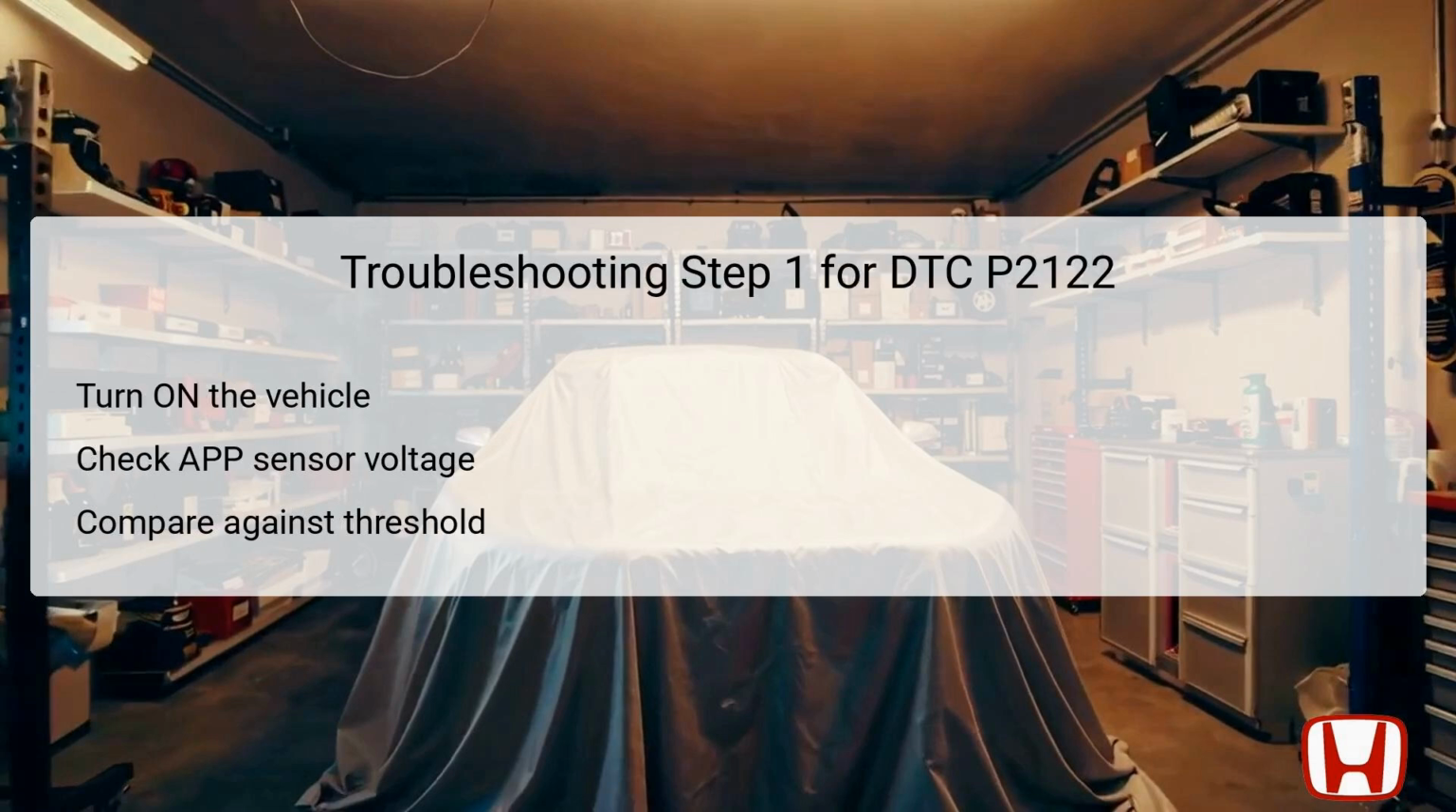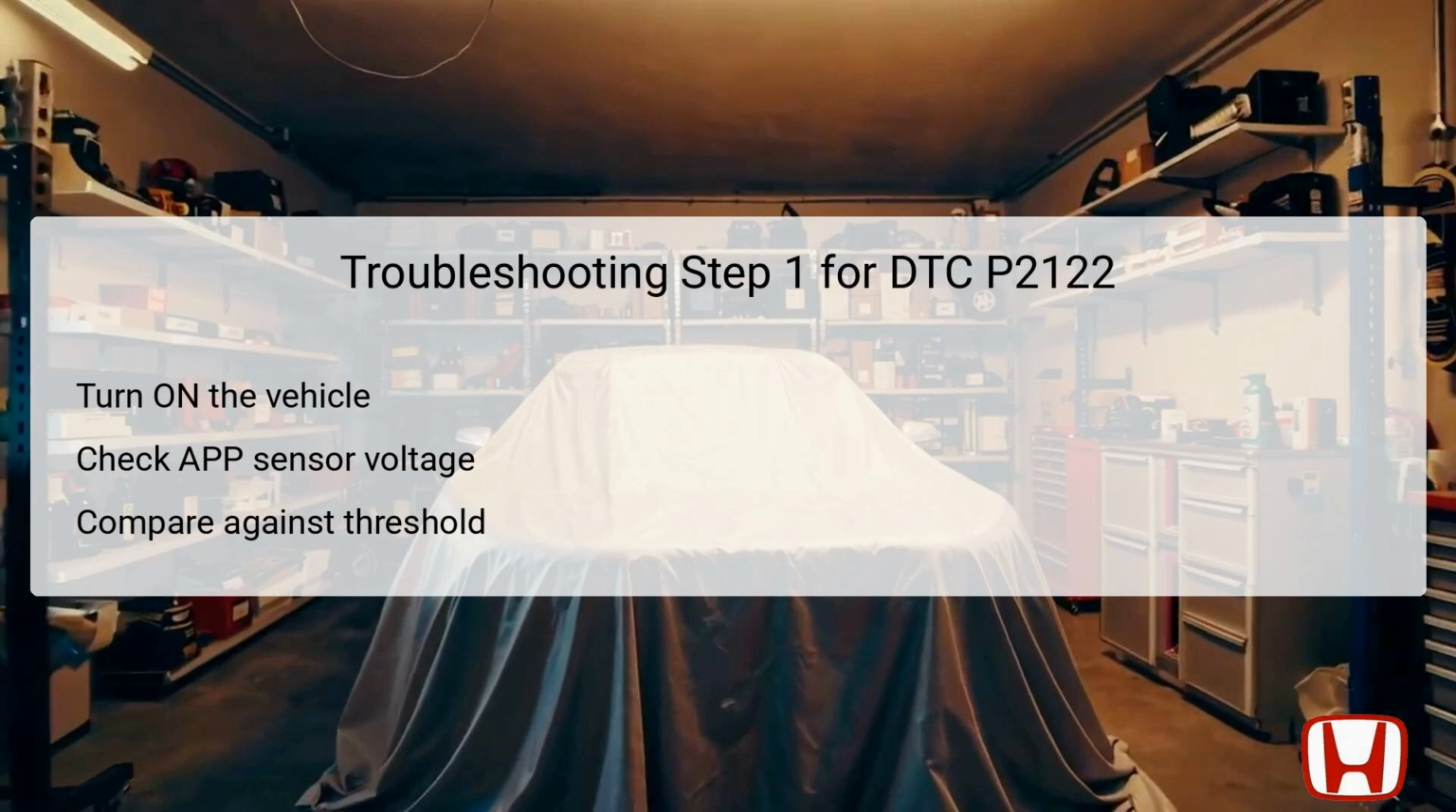In the first troubleshooting step, you begin by turning the vehicle to the on mode, ensuring all electrical systems are operational without starting the engine. Connect a Honda Diagnostic System, HDS, tool to monitor the APP sensor's output voltage. The threshold value to look for is less than 0.2 volts. If the current condition does indeed match this threshold, it indicates a confirmed fault with the sensor or its circuit.